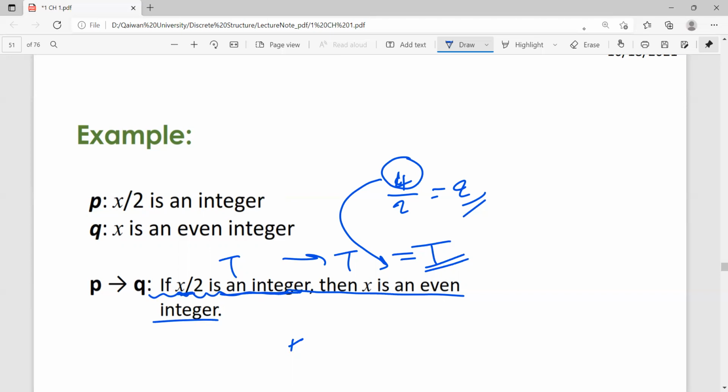Okay, but here it's not a question, it's a condition. It's a condition on x. We say if x is divisible by 2, then x is an even integer. That means if the first condition is satisfied, then the second also.